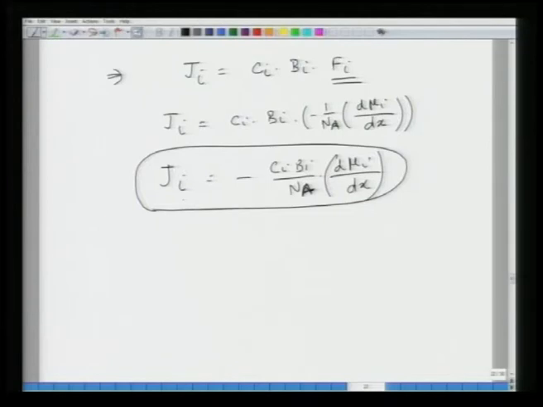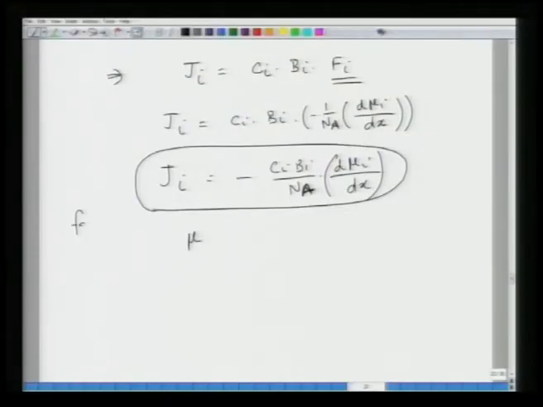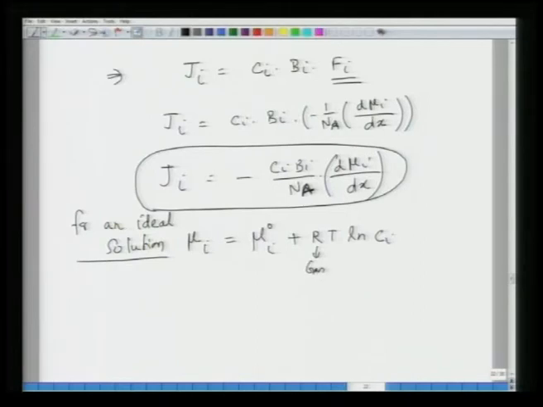Now, for an ideal solution with the unit activity of each of the species I can write this chemical potential as, for an ideal solution, mu i equals mu i naught, which is the standard state, plus RT ln Ci. Now, this R is nothing but your gas constant. We have defined this R for the first time. So far we have been dealing with k.